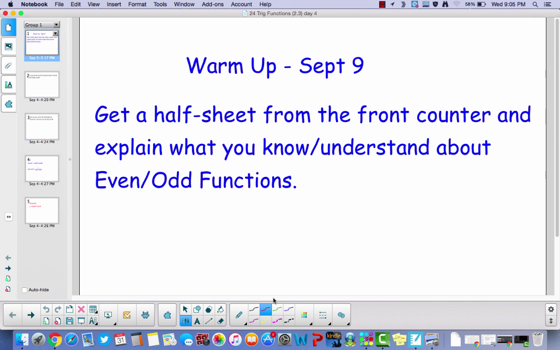For today, we're going to finish up with some of our trig functions. I would like you to grab a half sheet from the front counter if you haven't already and explain what you know or understand about the even and odd functions that we talked about yesterday. Also, if you have any questions about even and odd functions, would you write those down, please? Pause the video here so you can take care of that.